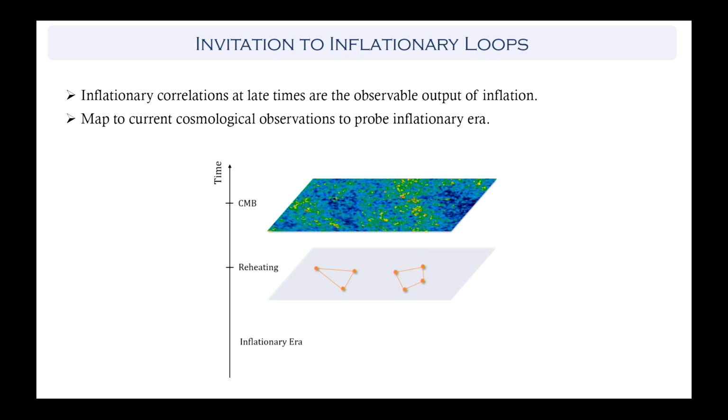So begin with a very blank version of the beautiful images we've seen in the conference. We start with an inflationary era and then inflation ends. This is the spatial slice on which we are computing correlations of fluctuations. Then we have the CMB and so on. The reason we are interested in computing these correlations is that these are the observable output of inflation, which we can map to current day cosmological observations such as the CMB and probe the inflationary era.